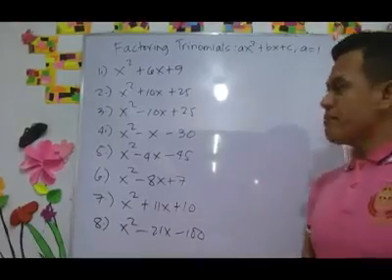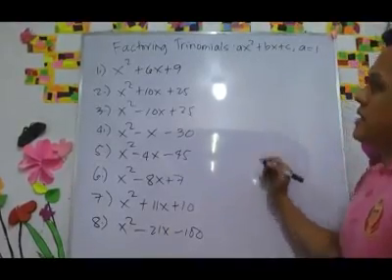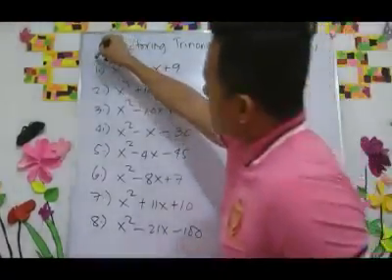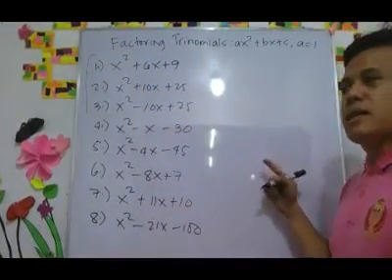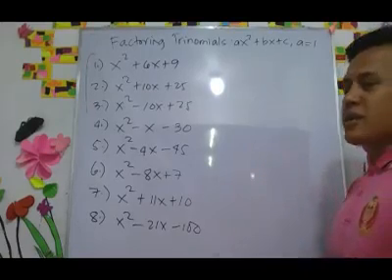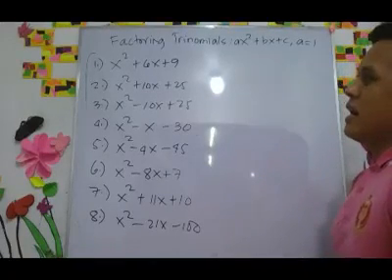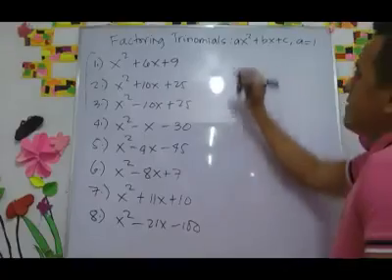Now, factoring trinomials, especially this one, these are like perfect square trinomials. When I say perfect square trinomial, it is one of those special products which I discussed, okay? So, how to factor trinomials, okay?